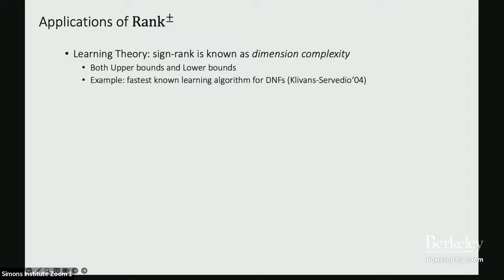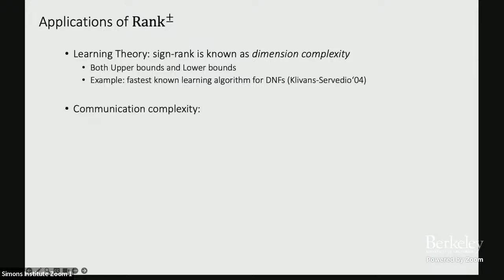Let me just motivate sign rank a little bit. Sign rank turns out to be a crucial parameter in learning theory. There it's called dimension complexity, and it's used to prove lower bounds on learning problems and also to obtain algorithms. In fact, the best known learning algorithm for DNF, due to Klivans and Servedio, works by obtaining a strong upper bound on the sign rank of DNFs. I won't get into details of any of these. I'm just casually throwing out keywords about connections of sign rank to different areas.